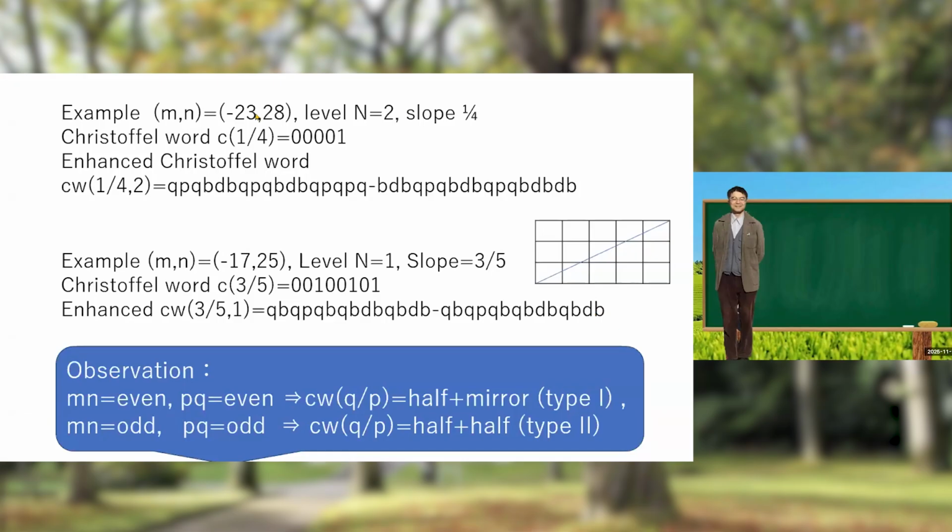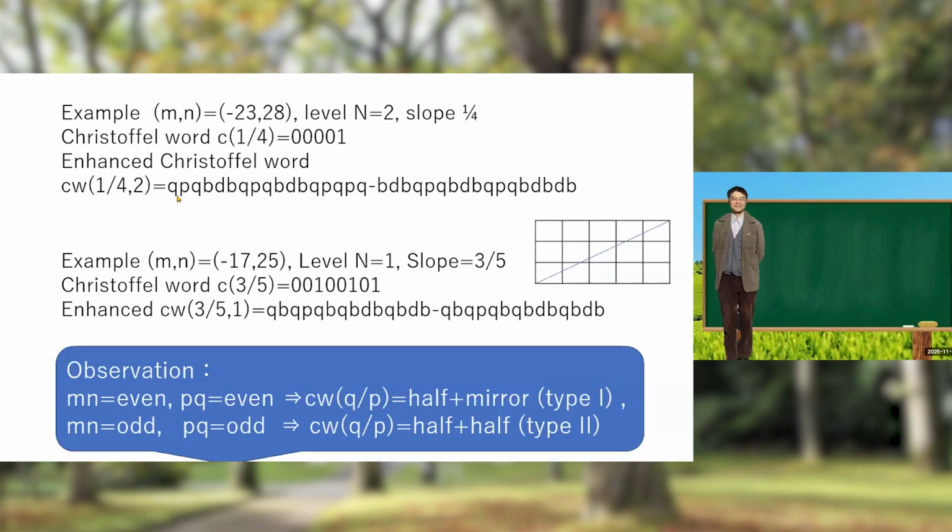Then we compare these two examples. The first example is a frequency pair of an odd number and an even number, and in the second example both frequency numbers are odd. In the first case, where both Mn and PQ are even, the BDPQ sequence's first half and second half are not the same.